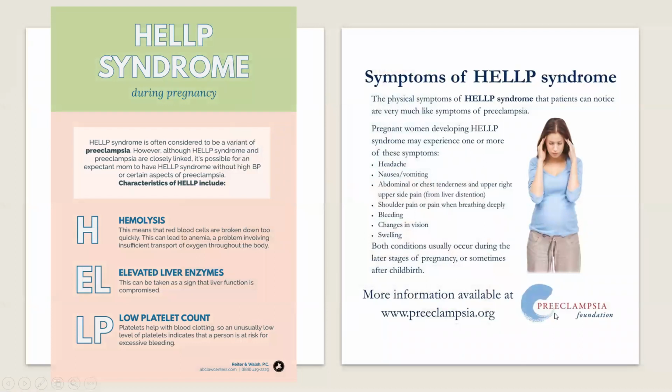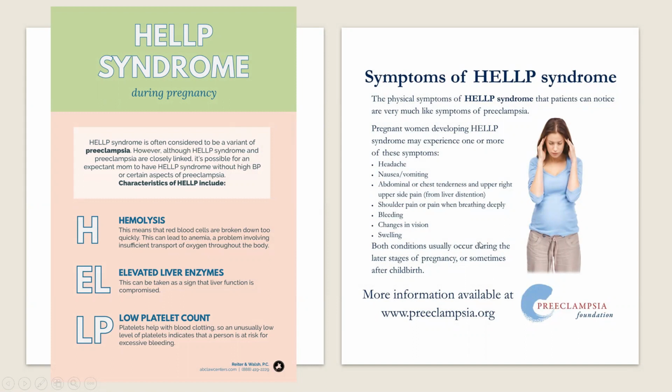And here are some symptoms of HELLP syndrome. Again, this is information that we can give to the patient. This one is actually meant for a patient. And HELLP is hemolysis, elevated liver enzymes, low platelets. This is a continuation of the preeclampsia, eclampsia syndrome.